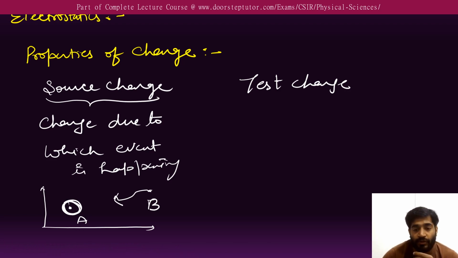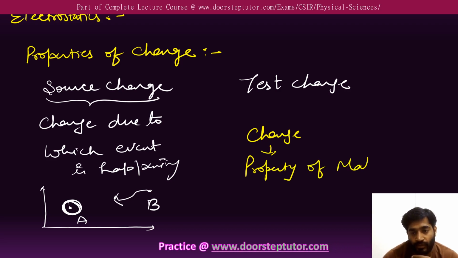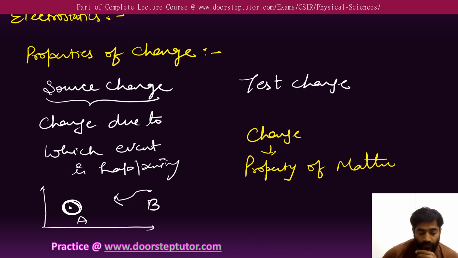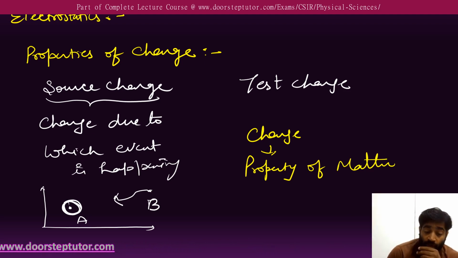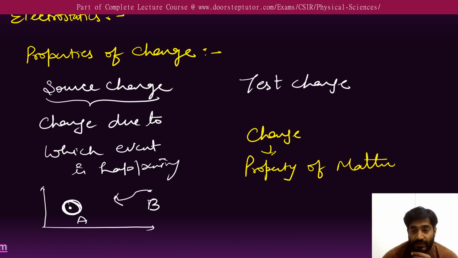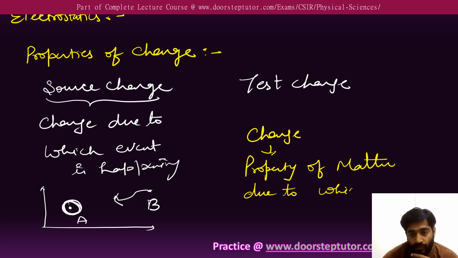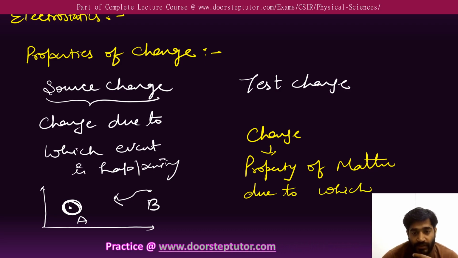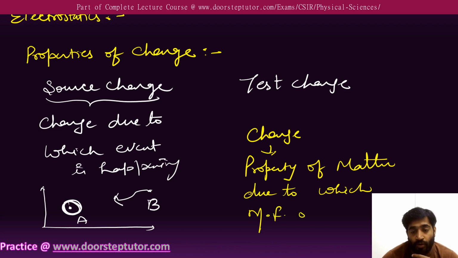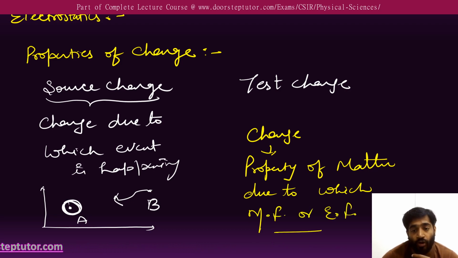Okay, now on the same page we will see what a charge is. Charge is a property of matter. What is this property? If charge is a property of matter, then due to it, matter experiences an electric field and a magnetic field. It is the property of matter due to which there is a magnetic field or an electric field or both.